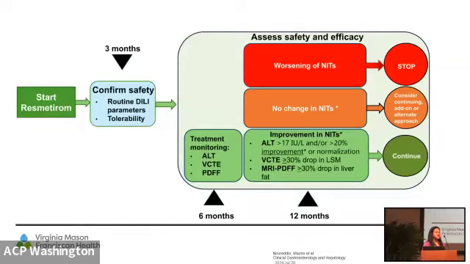And what is improvement? If the ALT drops by at least 17 points, or if it normalizes, or by either the FibroScan or MR elastography there is a 30% improvement in the steatosis or fibrosis. That is a positive outcome, and those patients we then continue.